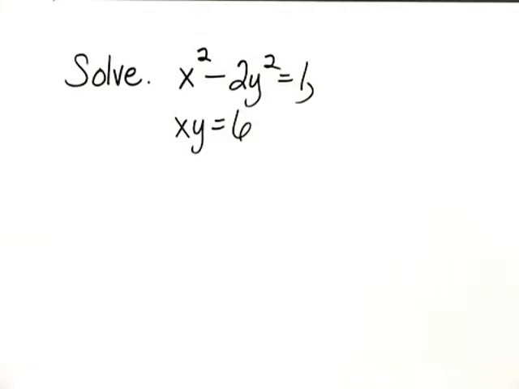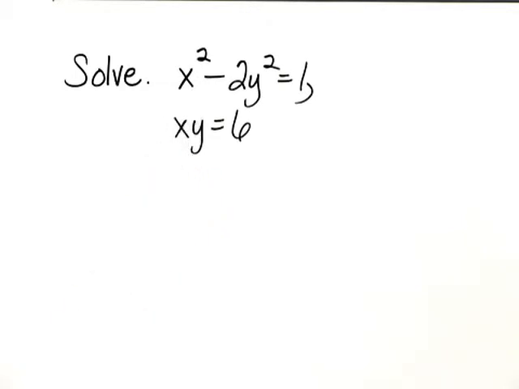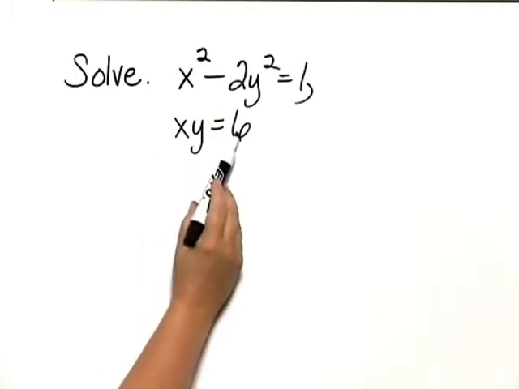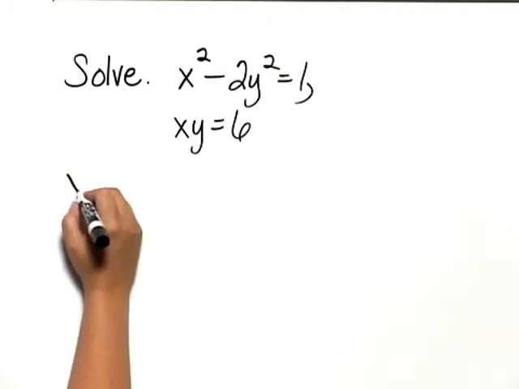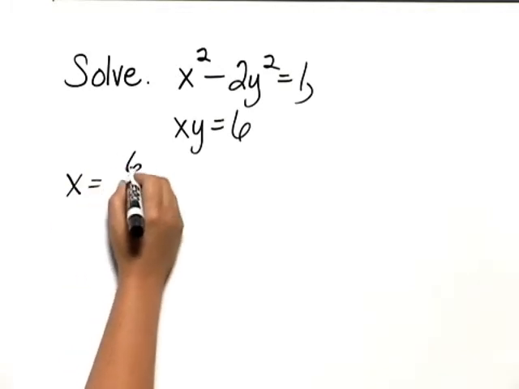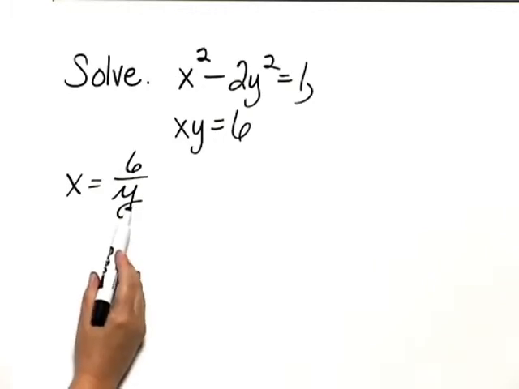Solve x squared minus 2y squared equals 1, xy equals 6. We have two equations. Both of them are nonlinear, but this one we can solve for x or y pretty directly. Let's solve for x, and we have x equals 6 over y. Then we can substitute in the first equation.